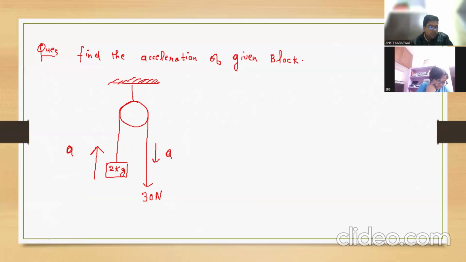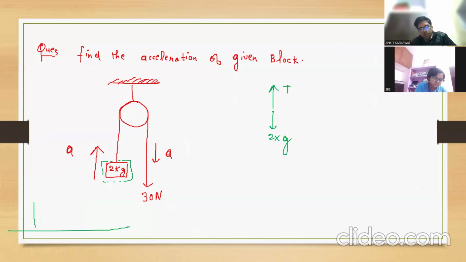So here the concept is that if you ask me, sir, please apply. For this case, if you draw the free body diagram for the 2 kg block, so how will you draw? Like this. Clear? Tension is up. Our observer is on the ground. Nothing is given, always take on ground. Clear? It's our observer.